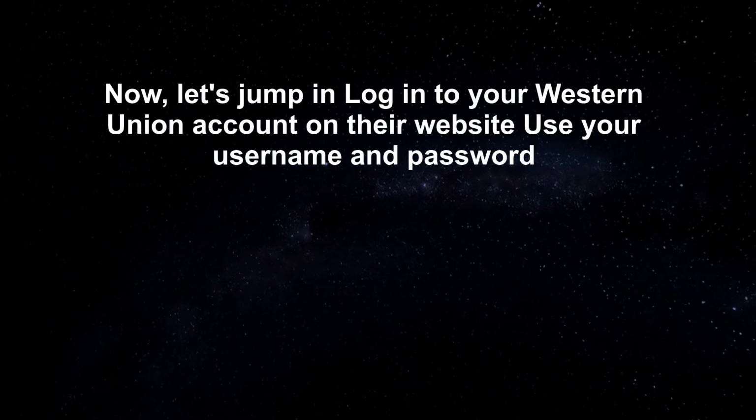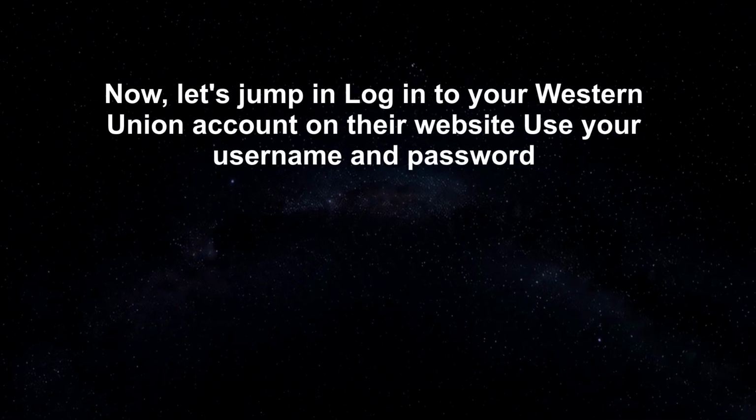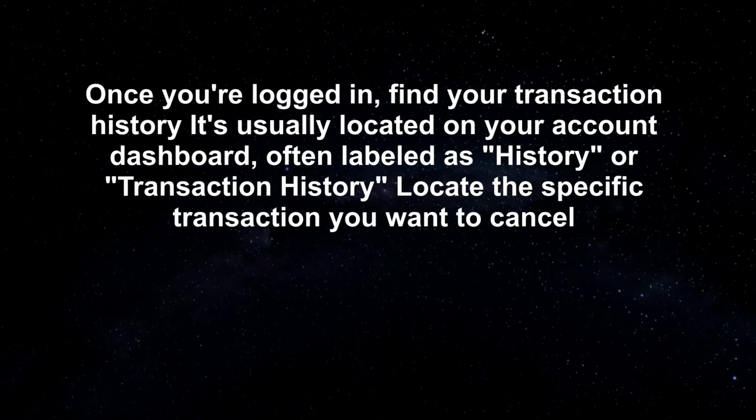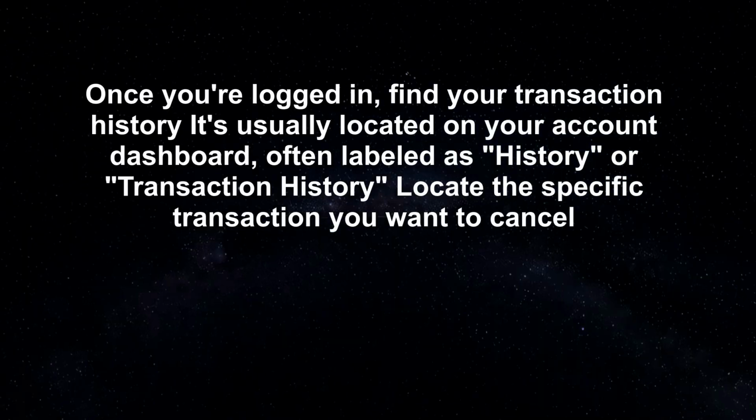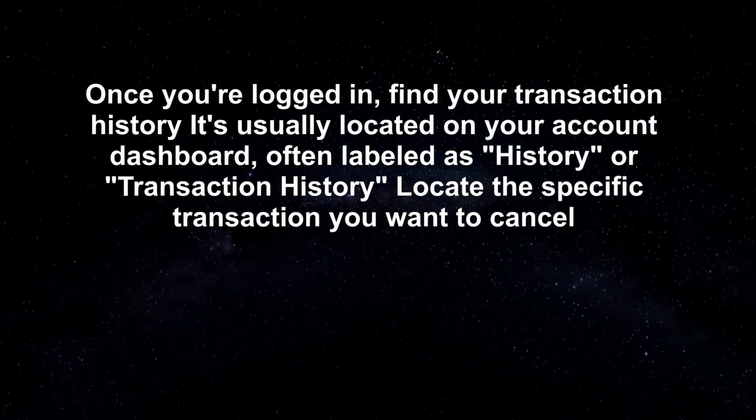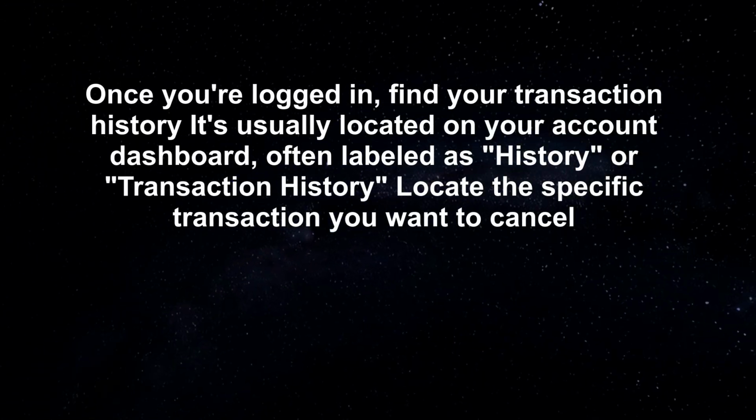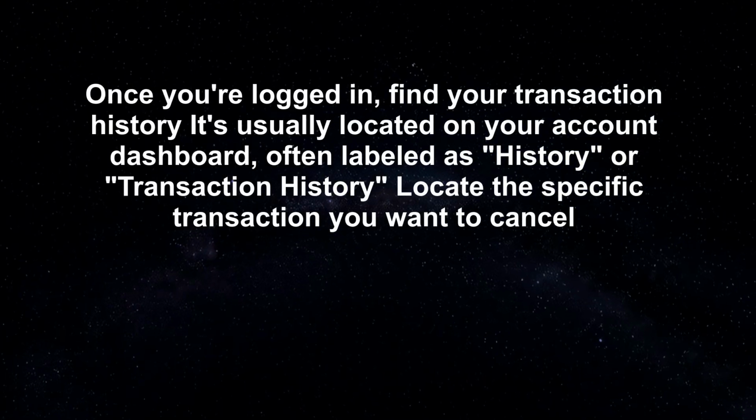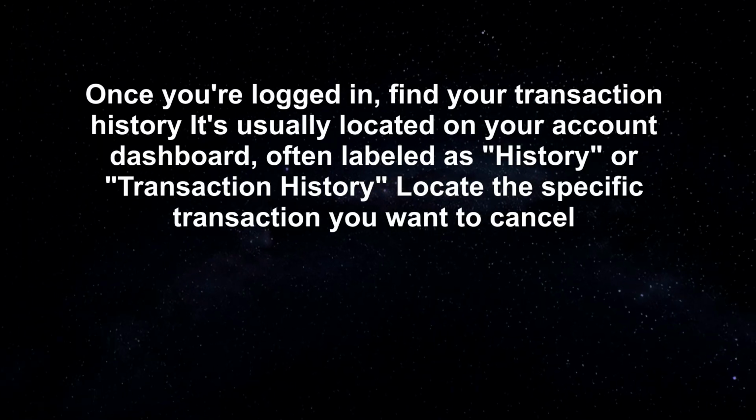Log into your Western Union account on their website. Use your username and password. Once you're logged in, find your transaction history. It's usually located on your account dashboard, often labeled as history or transaction history. Locate the specific transaction you want to cancel.